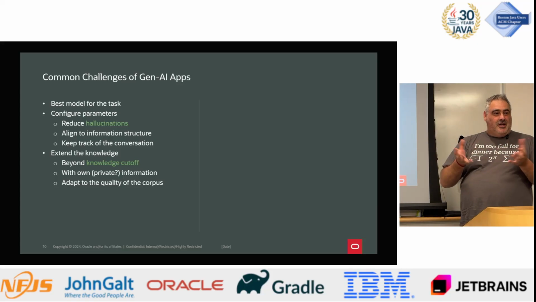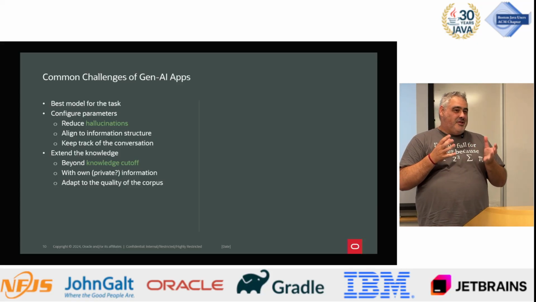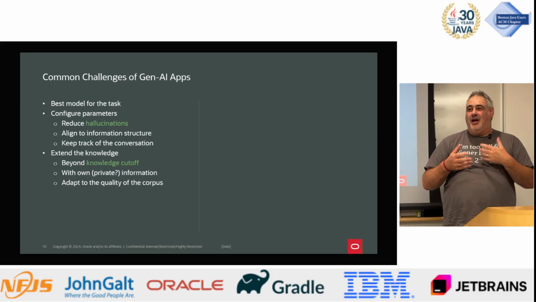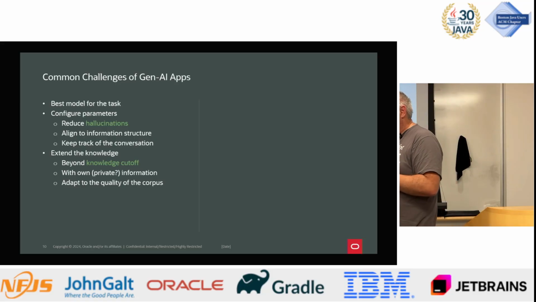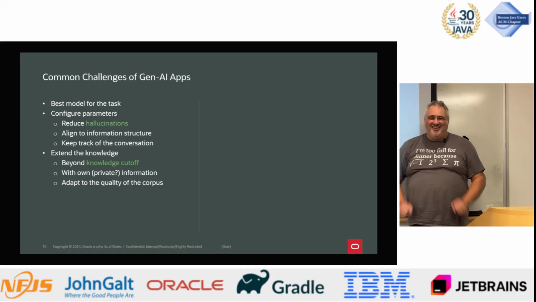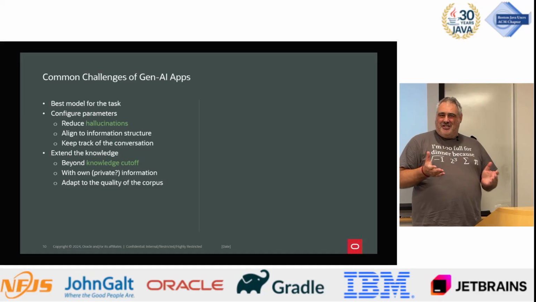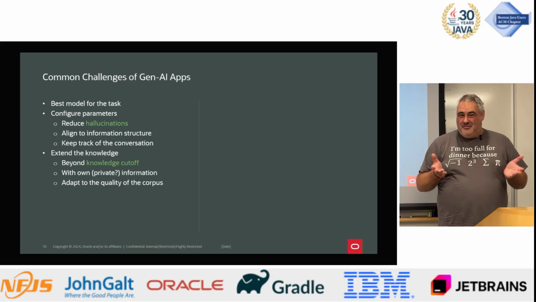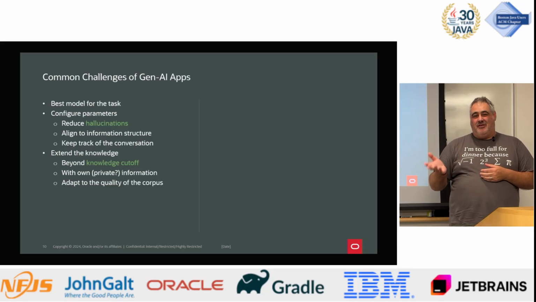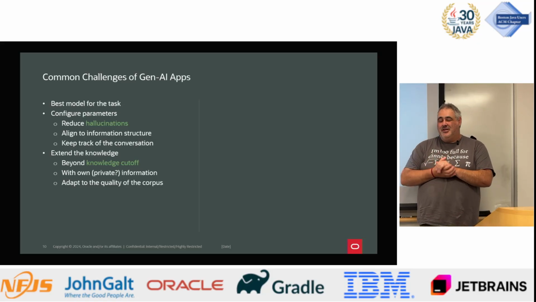So a model is like a mathematical representation of some real world phenomenon that behaves like it, but it's simpler, right? So in generative AI systems, we use large language models for text or other kinds of models for images or video or whatever it might be.